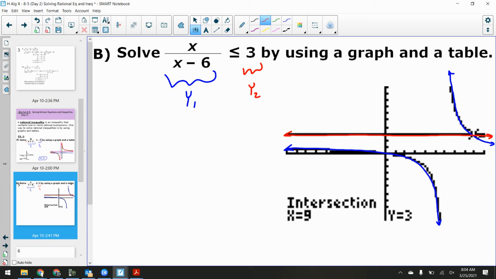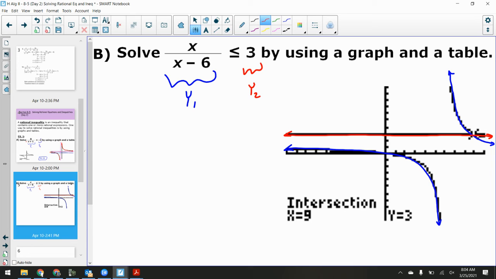Right? I want my blue line to be, because when we compare x over x minus 6 to 3, I'm looking for vertically, above and below. Less than means below, greater than means above, right? Not talking about left or right, I'm talking about up and down. So where is the blue function underneath the red function?